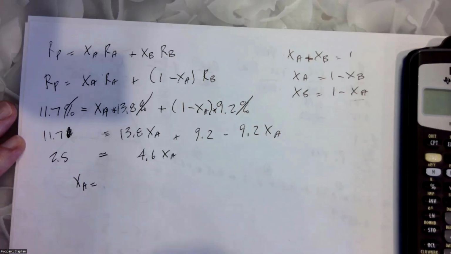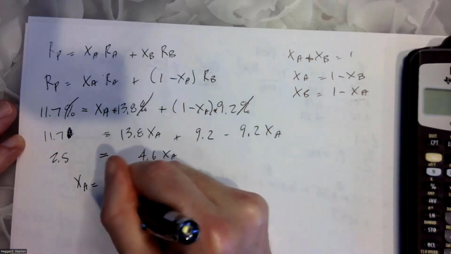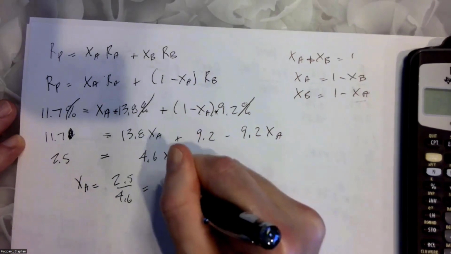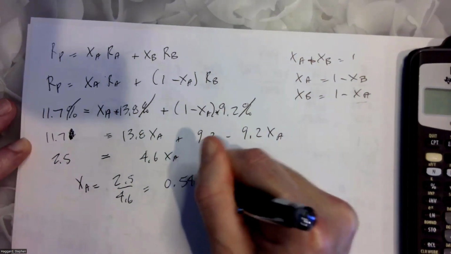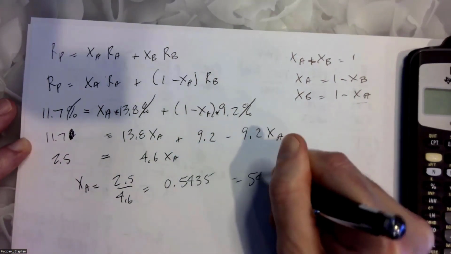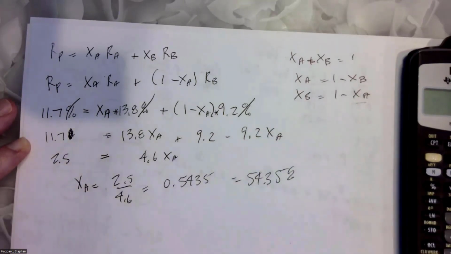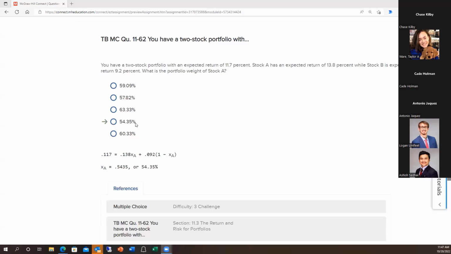Divide by 4.6 on both sides to get 0.5435. Yeah, 0.5435, which is 54.35%. And if we go back to the screen, there it is, 54.35%. Any questions about that one? So the whole trick there was just remembering that the weights always add to 1.